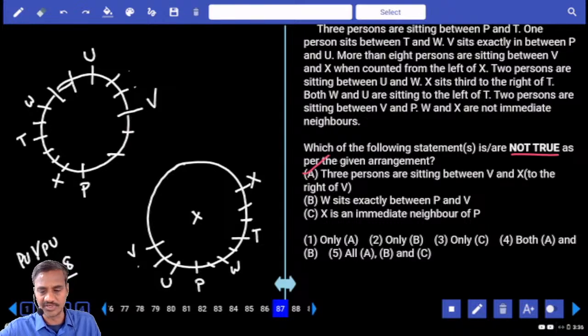And that is definitely true. X is the immediate neighbor of P, that is also true. And so what is your answer? Only A is definitely false, choice 1.